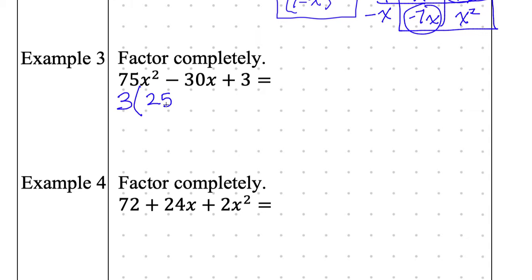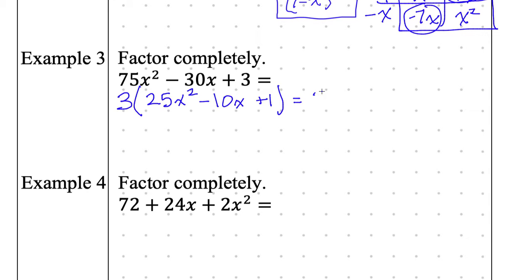25x squared minus 10 plus 1. I think you missed. Yeah, there it is. Yeah, thank you. All right, so Colby factored out our greatest common factor, and now we need to turn this into a sum of squares.